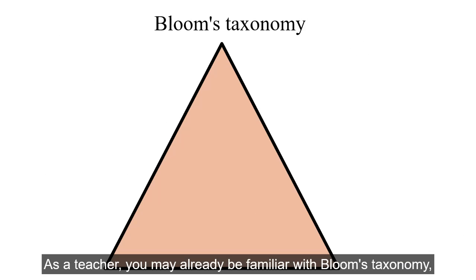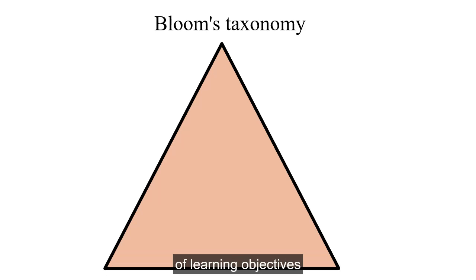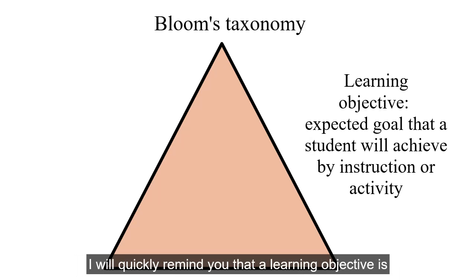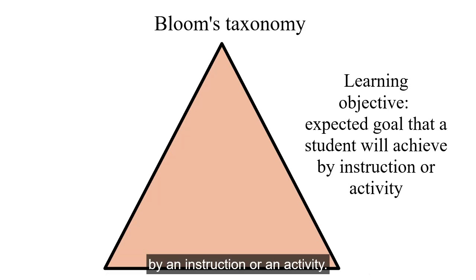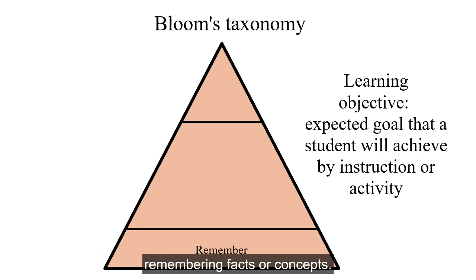As a teacher, you may already be familiar with Bloom's taxonomy, which is a somewhat hierarchical depiction of learning objectives, ranked in order of complexity of the learning objective. I will quickly remind you that a learning objective is an expected goal that a student will achieve by an instruction or an activity. The bottom level of this pyramid is made up of remembering facts or concepts.